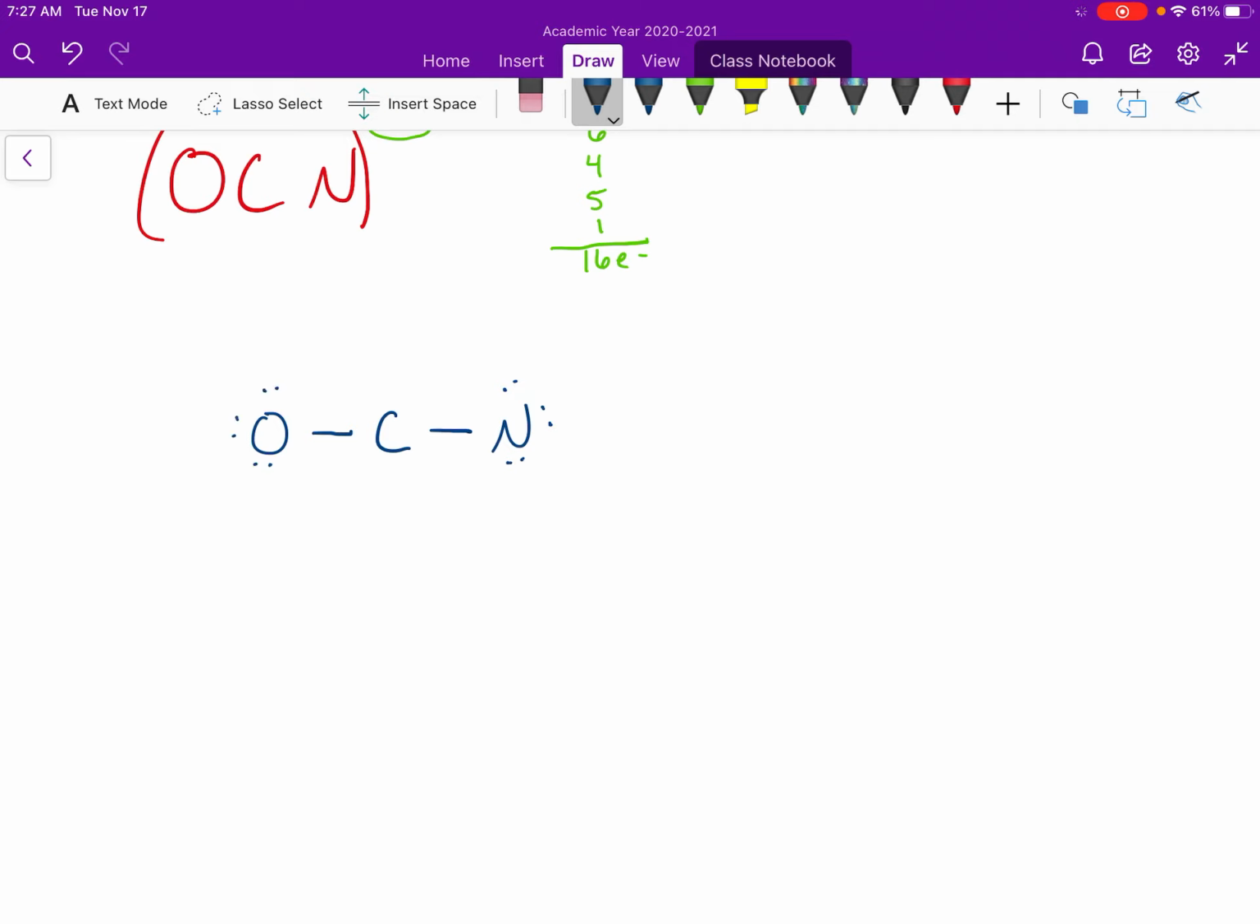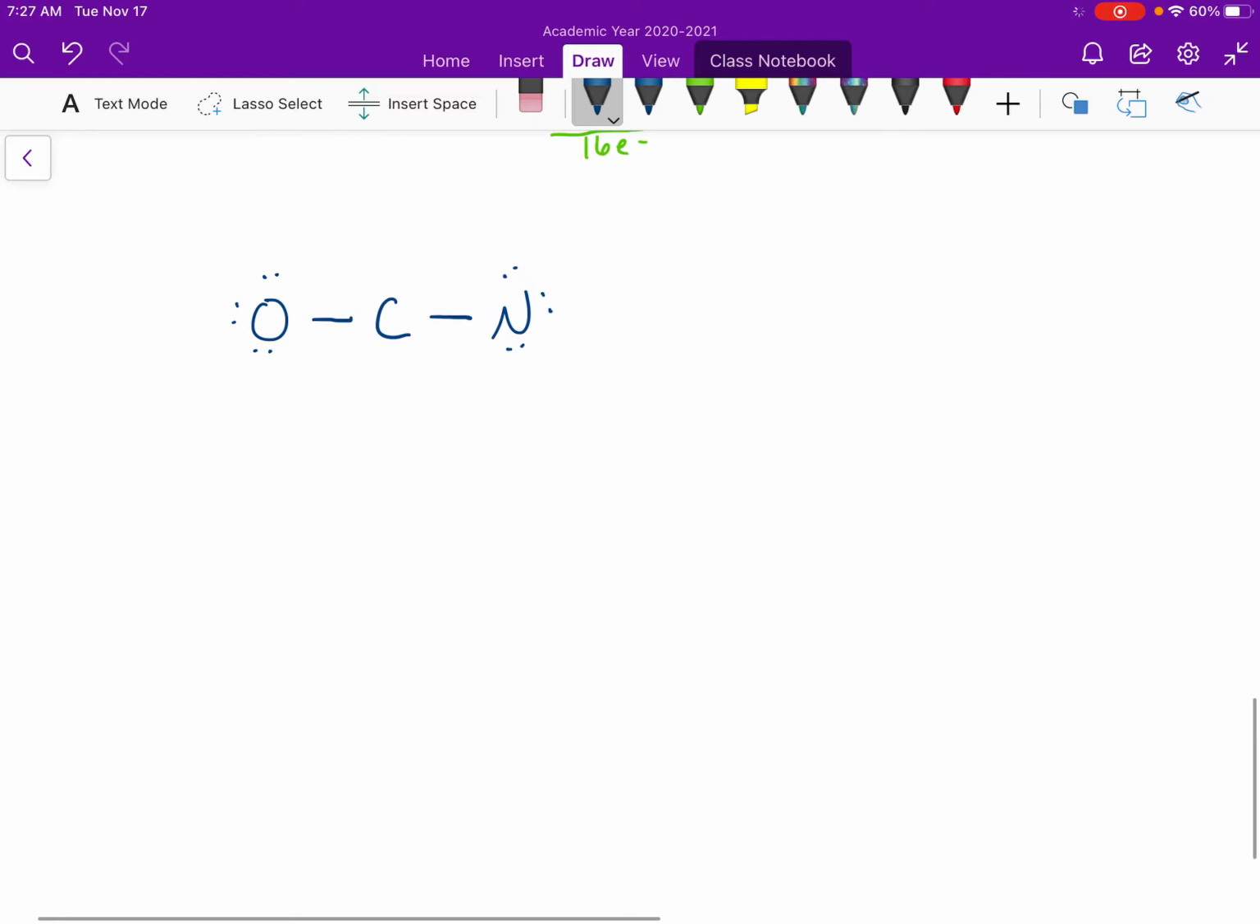Okay, and go from there. That's 16. So we have a similar problem to what we just had with carbon dioxide. So I have to make a legal structure. I have to share more. I have to share a couple of pairs of electrons.